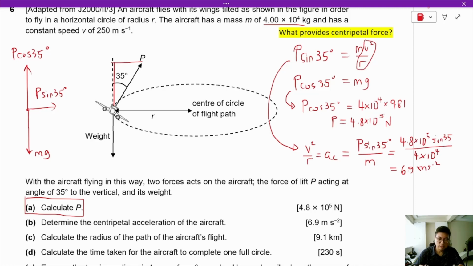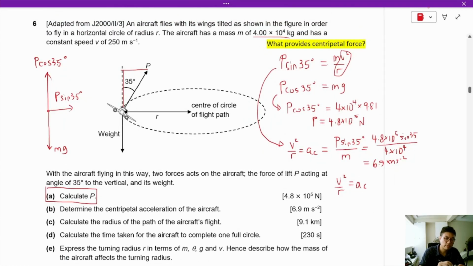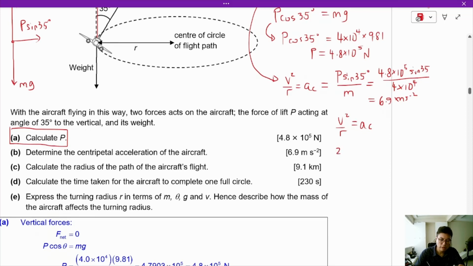Now, calculate the radius of the path of the aircraft's flight. So v squared over r is the centripetal acceleration, and we know that the velocity of the aircraft is 250 meters per second. So what this means is that 250 meters per second, we square it, divided by r, will be 6.9. So r is equal to 9100 meters or 9.1 kilometers.